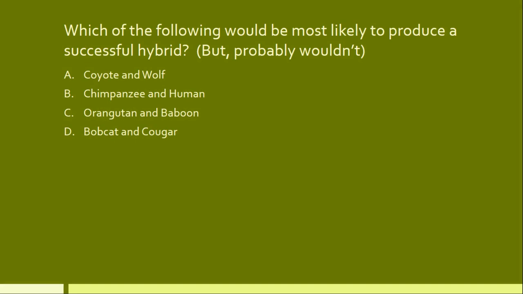Okay, so which of the following would be most likely to produce a successful hybrid, but probably wouldn't? Coyote and wolf, a chimpanzee and human, orangutan and a baboon, a bobcat and a cougar. Okay, so, right, chimpanzees and humans have different numbers of chromosomes. That's not working out, even though we are really closely related. We're both great apes. Orangutans are great apes. Baboons are monkeys. They're completely different groups. I mean, they're all primates, but they're different groups. Bobcats and cougars, both felines, but again, they're different genuses.